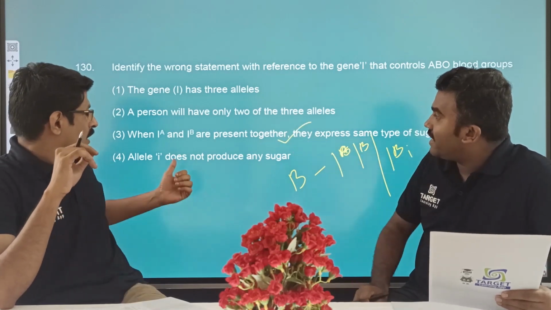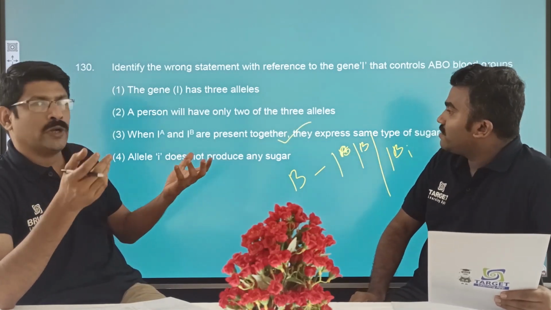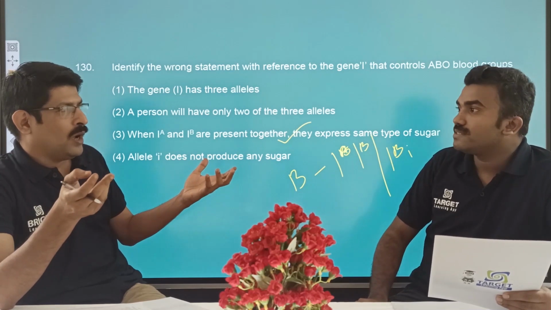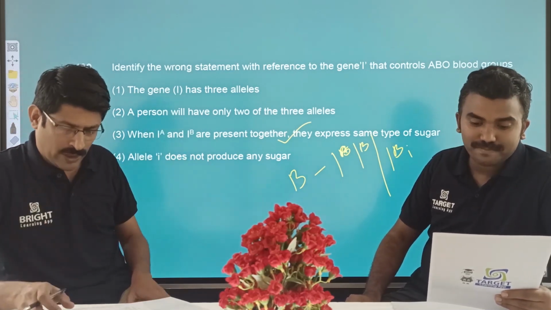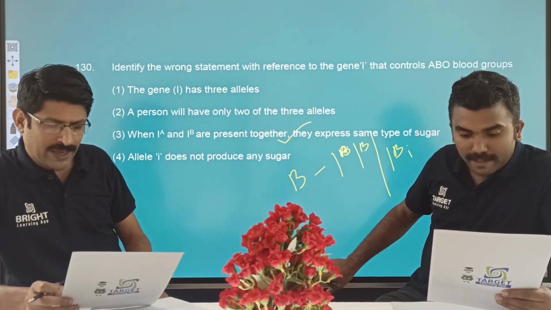When IA and IB are present together, they are both expressed. When neither is present, no sugar is produced. That's why it's known as O. Glycoproteins are present on the surface of the RBC. So the answer is the wrong statement. The correct answer is 3.